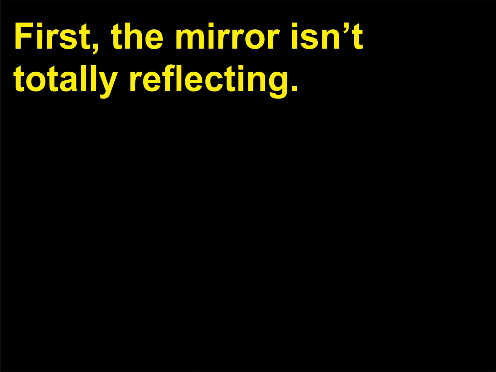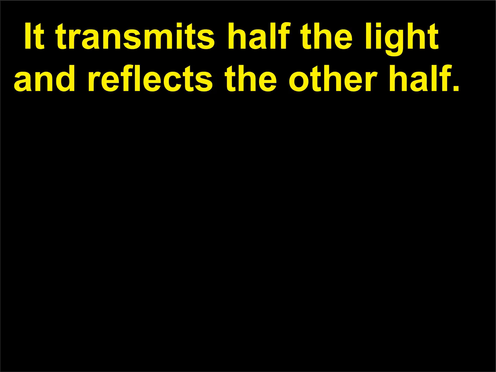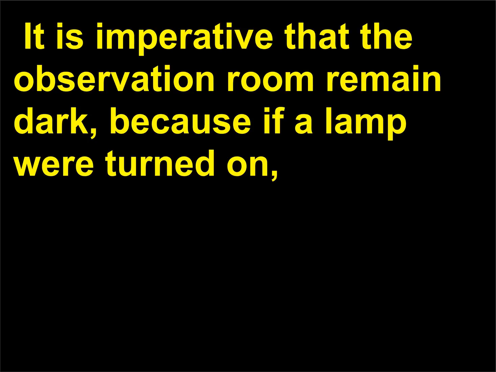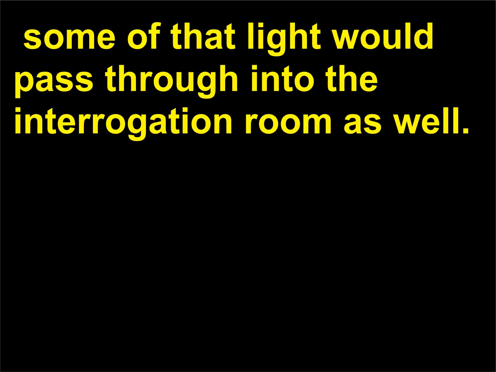First, the mirror isn't totally reflecting. It transmits half the light and reflects the other half. The second requirement has to do with lighting. It is imperative that the observation room remain dark, because if a lamp were turned on, some of that light would pass through into the interrogation room as well.